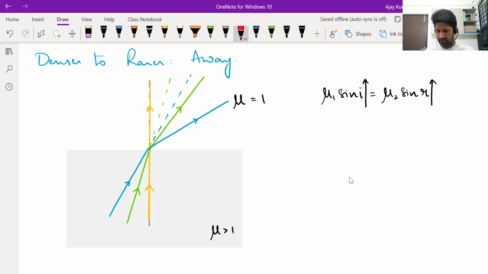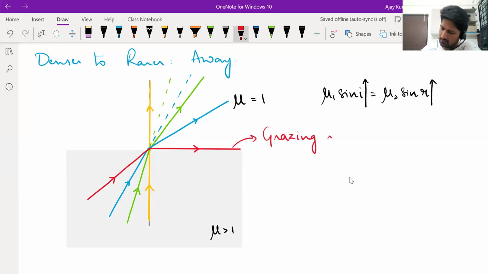For one particular ray, let's say this one, the refracted ray will travel parallel to the interface. Like angle of refraction becomes 90 degrees. Do you agree with this or not? Yes, sir. Okay. This is called grazing refraction. Okay, the refracted ray travels parallel to the interface. Okay, and its angle of refraction is 90 degrees.